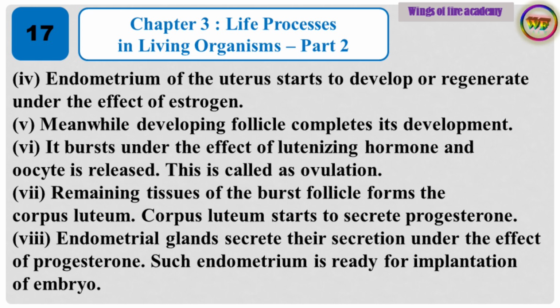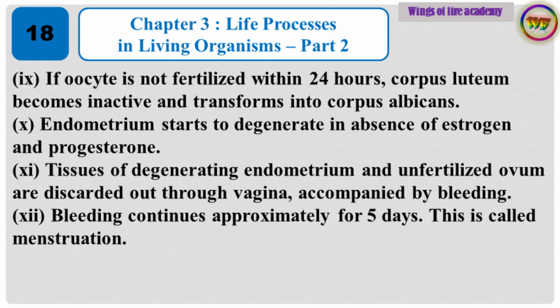Point 7. Remaining tissues of the burst follicle form the corpus luteum. Corpus luteum starts to secrete progesterone. Point 8. Endometrial glands secrete their secretion under the effect of progesterone. Such endometrium is ready for implantation of embryo. Point 9. If oocyte is not fertilized within 24 hours, corpus luteum becomes inactive and transforms into corpus albicans.